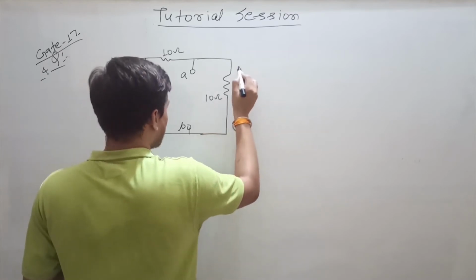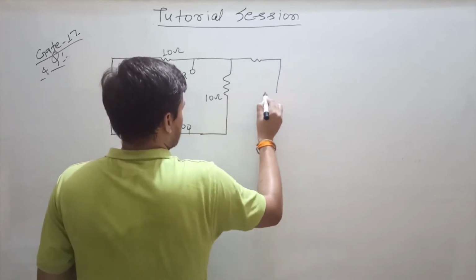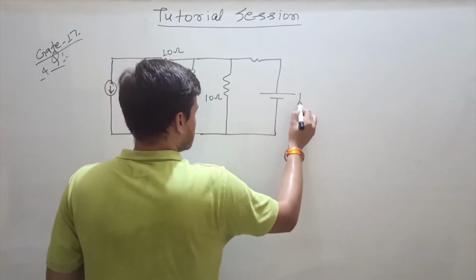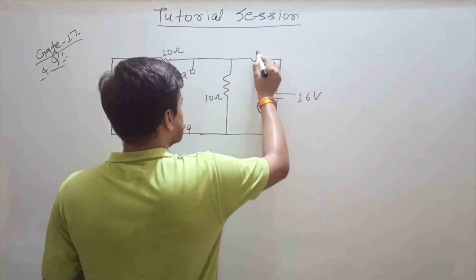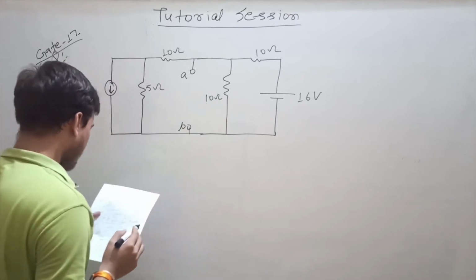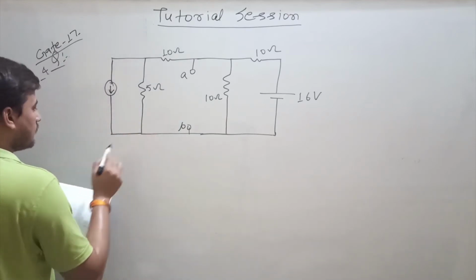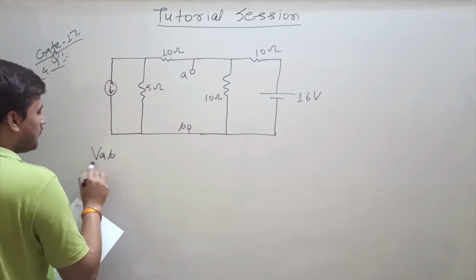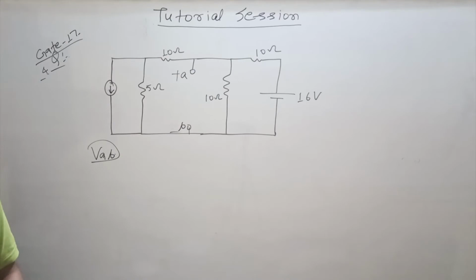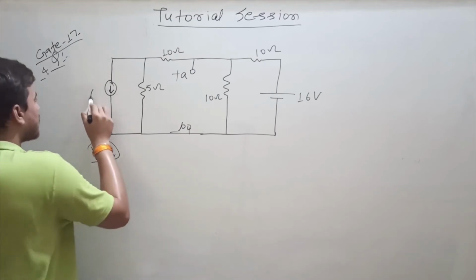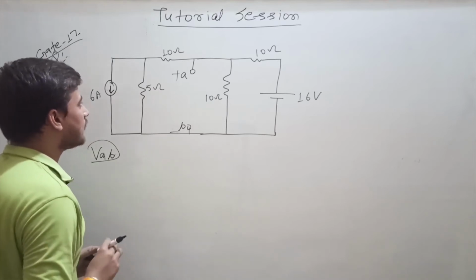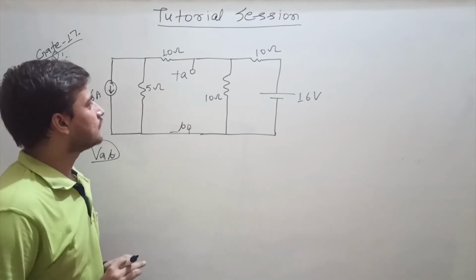Ohm, this is 16 volt, this is 10 ohm, this is 10 ohm, 5. You have to find VAB, that is, the Thevenin voltage. Here the current is 6 ampere. So let us see how to find this voltage VAB.